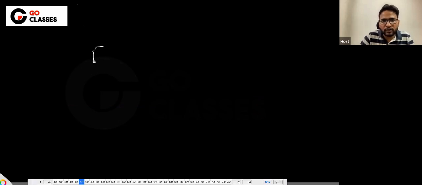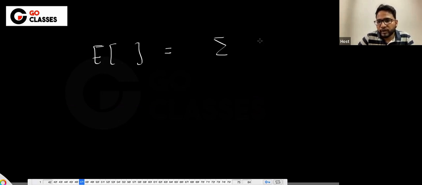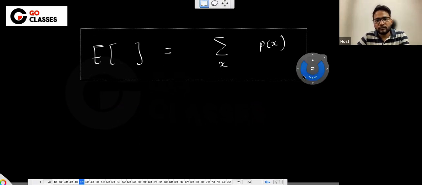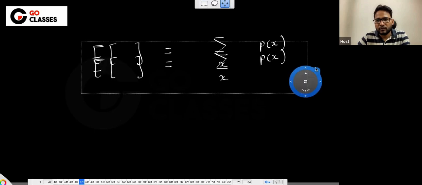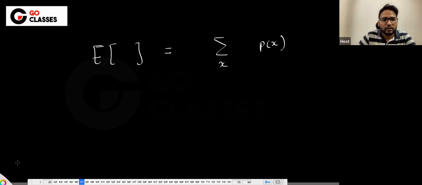If you want to find out the expectation of any function, then what you will do, you will just write x here, p(x) here. Now tell me which function you want. You want x square? Let me just give you x square.